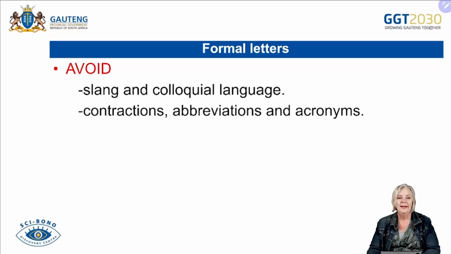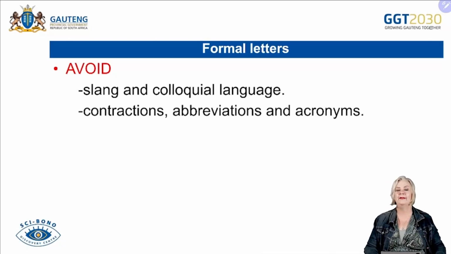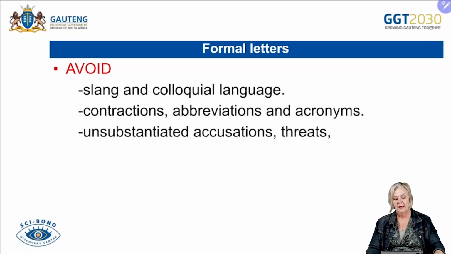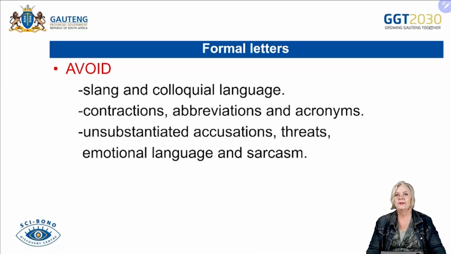Contractions, yet again: can't, cannot, won't, will not. Abbreviations and acronyms: ASAP, for example, etc. Very often the contraction or the abbreviation is spelt wrongly anyway. Unsubstantiated accusations and threats. That's usually when you complain about something. You can't threaten a company. You might rather want to suggest a possible solution. That includes emotional language and sarcasm.